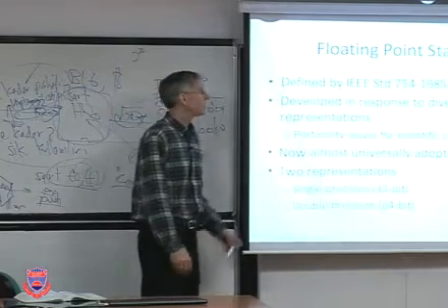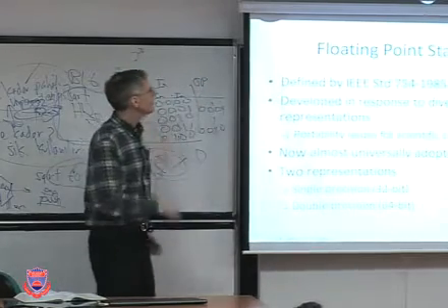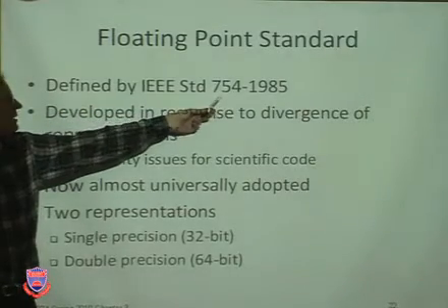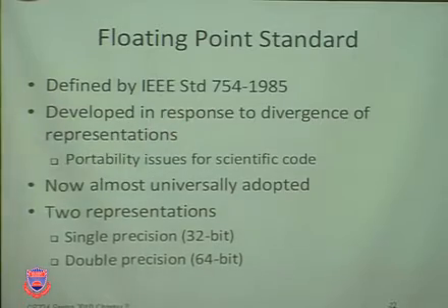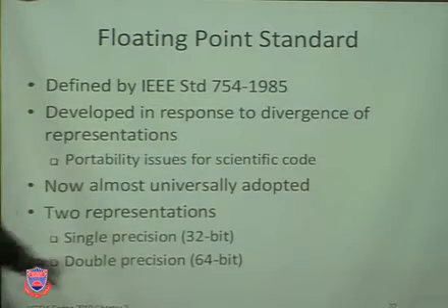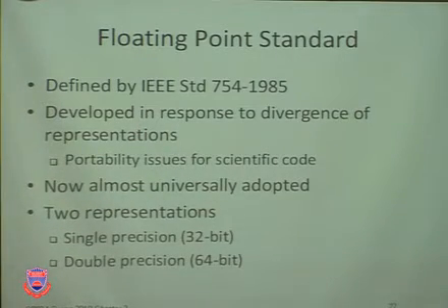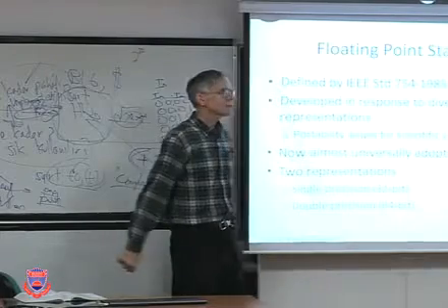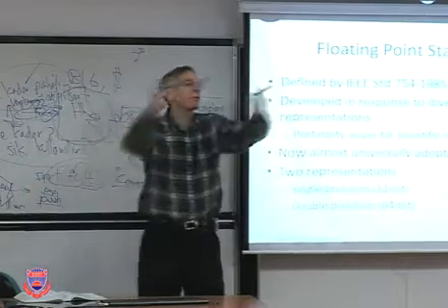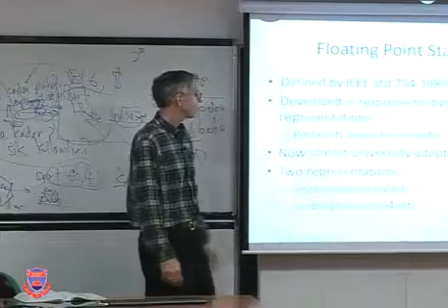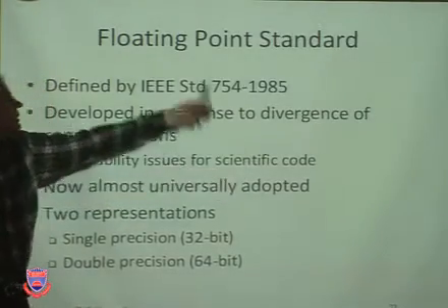Now, there's a standard for floating point numbers so that they're not all different. The standard for floating point numbers is defined by an IEEE standard number 754. That's a pretty famous standard number, IEEE 754. I'd like you to remember it. It is the standard for floating point numbers. It was developed in 1985 in response to a huge divergence of different approaches to handle floating point numbers. It was designed to bring them together in order to make floating point numbers portable from one machine to another so that scientific code could run on this machine and then run on a faster machine and not have to rewrite all the code because the number representations were different. Obviously, scientific code would include floating point numbers.